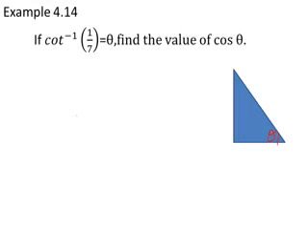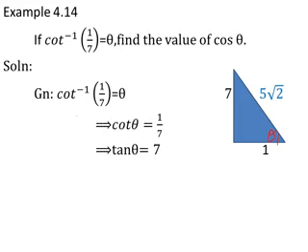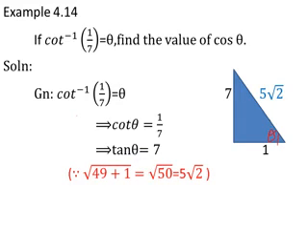Example 4.14. If cot inverse of 1 by 7 equals theta, find the value of cos theta. It is given cot inverse of 1 by 7 equals theta. So you can take this cot inverse to the other side. So cot theta is equal to 1 by 7 we will get. You can take the reciprocal of that, that is tan theta. Tan theta equals 7 you will get.